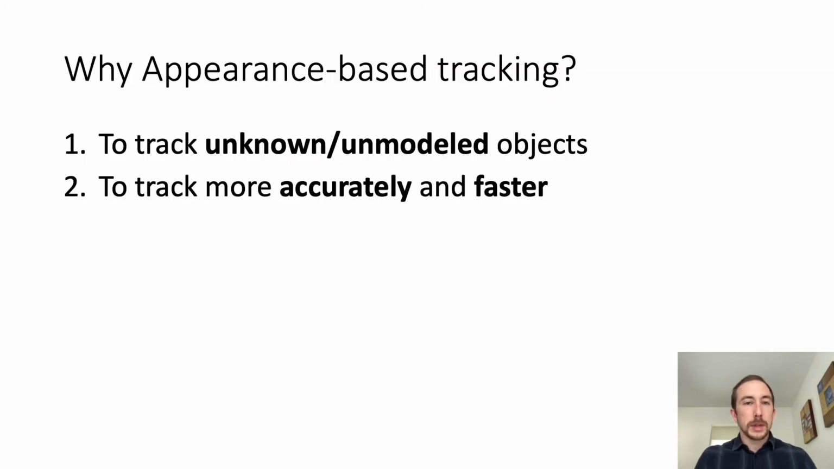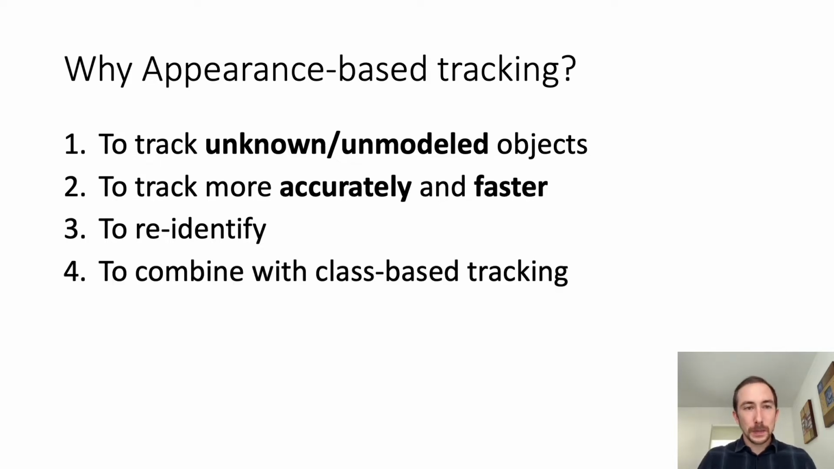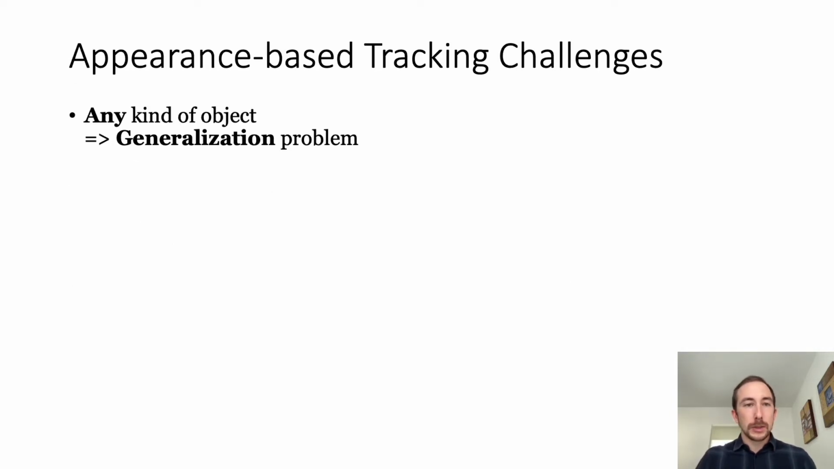However, appearance-based tracking might also allow us to track more accurately and faster because we're using the actual appearance of the target that we want to track. But we're also learning an explicit appearance model of the target, so we can also use it to re-identify, which is important in many applications. And these latter two things allow us to combine appearance-based generic tracking with class-based multi-object tracking to even further improve performance. So appearance-based tracking comes with a number of challenges.